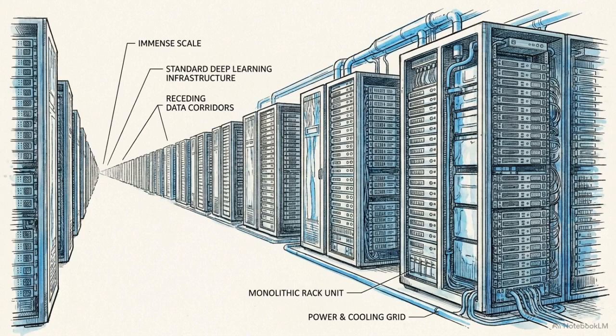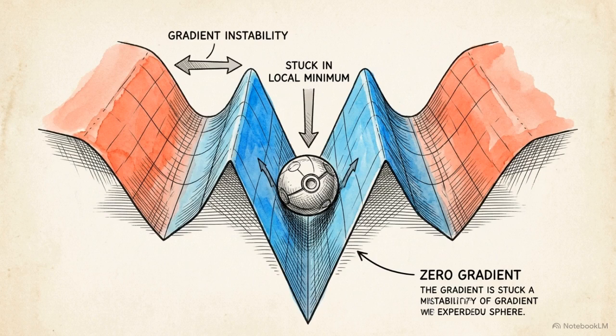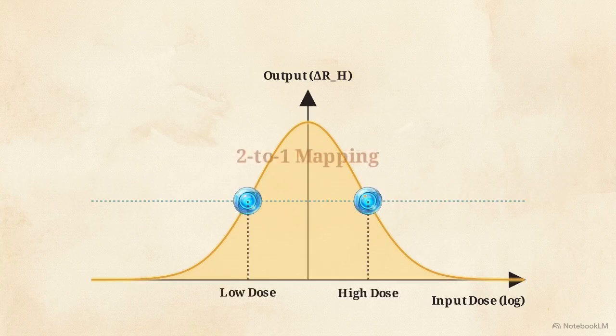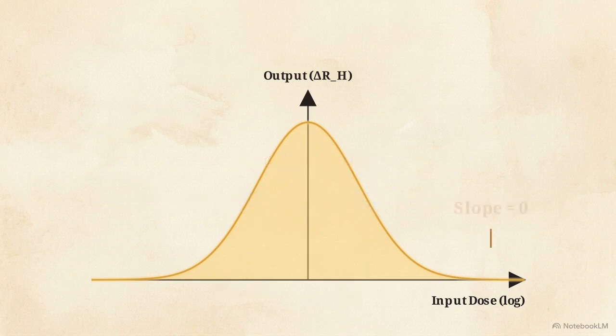If this bell curve activation is so efficient, why isn't it the standard in modern deep learning? The reason lies in how neural networks train themselves. Purely non-monotonic functions are traditionally considered unstable for gradient descent. A threshold line reveals two possible input doses for any output below the peak, one low, one high. This 2-to-1 mapping confuses the optimizer during training.